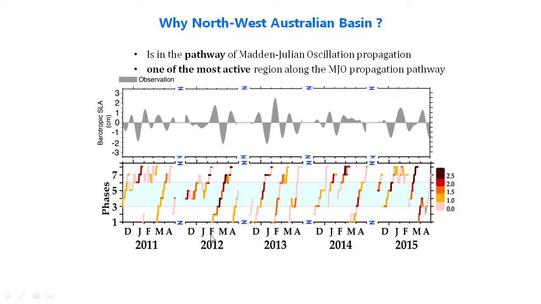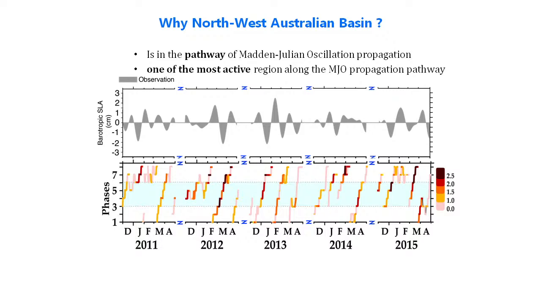From this plot, it is evident that during 11-12, 12-13 and 14-15, we observe a strong barotropic sea level variability. This is accompanied by a strong Madden-Julian Oscillation passing along this region also. So it is concurrent. If we have a larger magnitude in the barotropic sea level, associated with that, we also have a Madden-Julian Oscillation passing along the region. So the MJO winds hovering over the Northwest Australian Basin can be a source for this observed variability. From this finding, it is evident, but it is not conclusive.